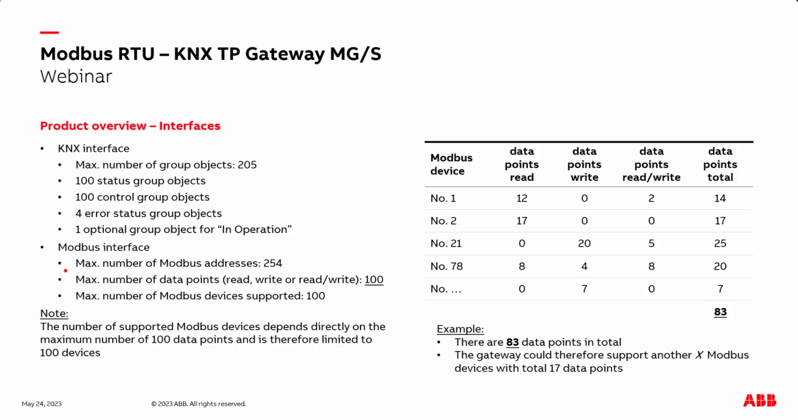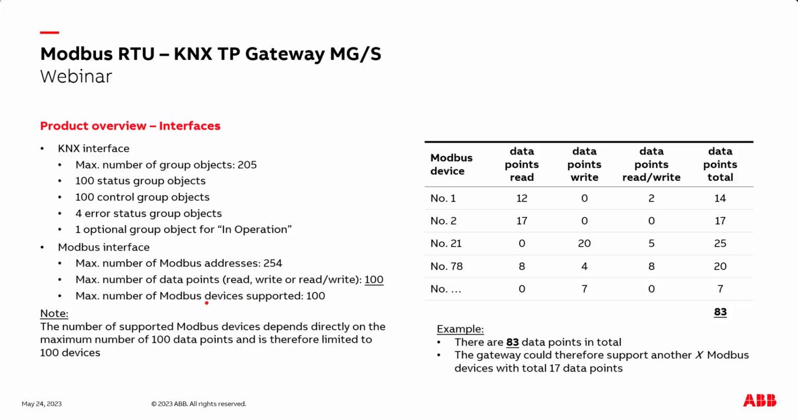So then let's have a look at Modbus. We can have a Modbus address range from 1 to 254. In Modbus, each device needs a unique address between 1 and 254, which must be set in the Modbus device. In total we have a maximum of 100 data points. It can be read, write, or read-write, which can be used, for example, to send a command and then automatically read back the status.